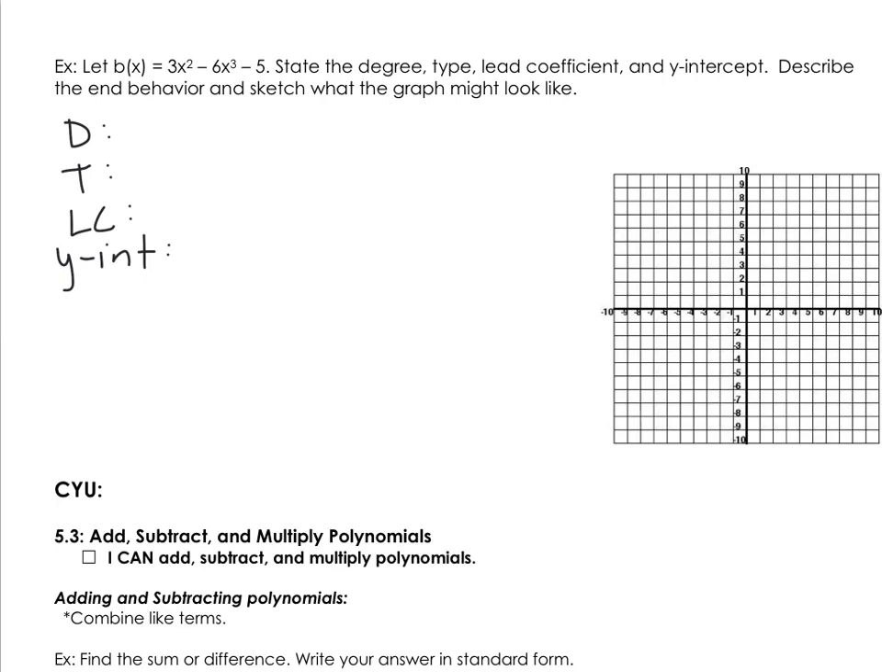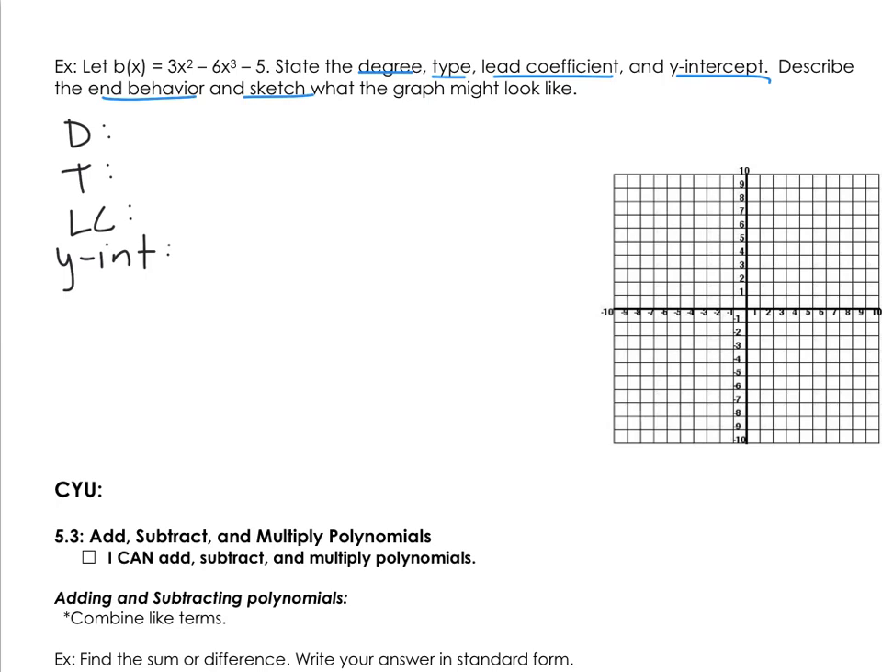All right, let's try one more. Let b of x equal 3x squared minus 6x cubed minus 5. State the degree, type, lead coefficient, and y-intercept. Describe end behavior and sketch what the graph might look like. We're still doing the same things that we did on the last example. But notice this isn't in standard form.